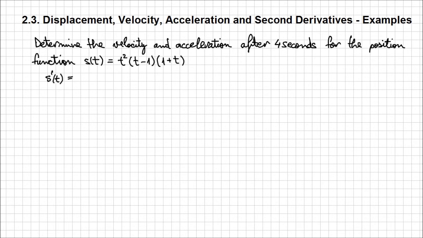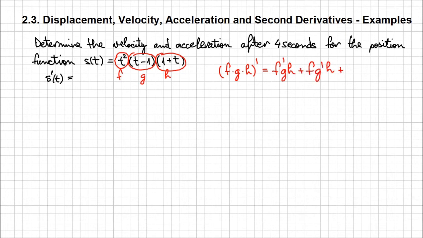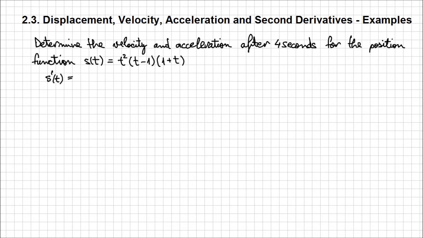As I told you before, every time you try to differentiate a function, have a look first. What do you have in there? What I notice is a product of three expressions. Let's consider t squared to be f, t minus 1 being g, and 1 plus t being h. Three separate functions. As I told you in the previous chapter, in one of the examples, a product of three functions is very easily approached using the following formula. The derivative of f times g times h is going to be f prime g h plus f g prime h plus f g h prime. And that's what I'm going to apply to determine the s prime of t.